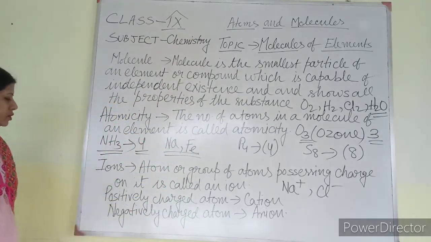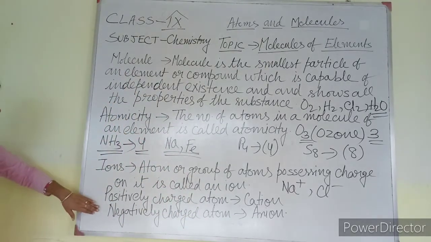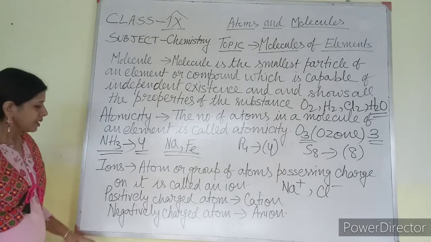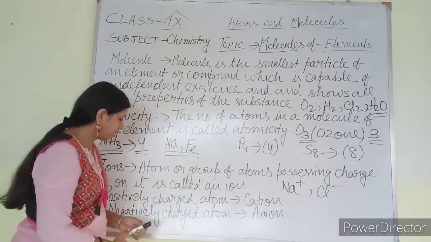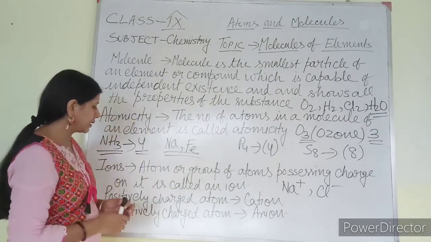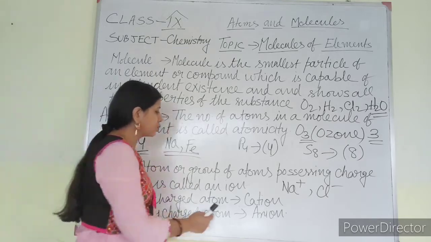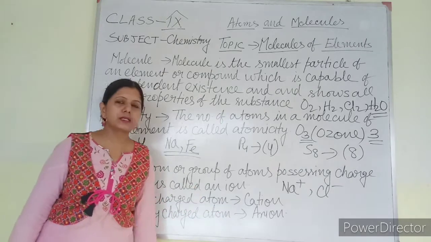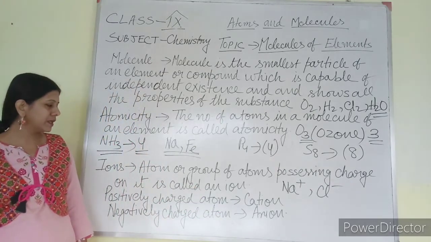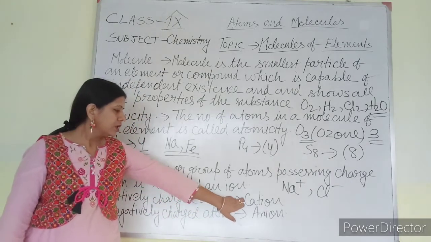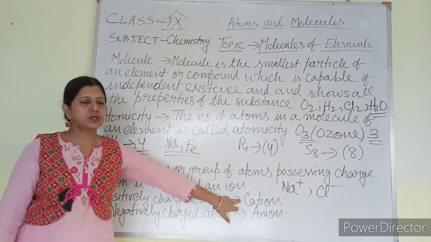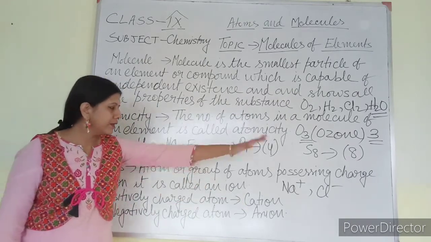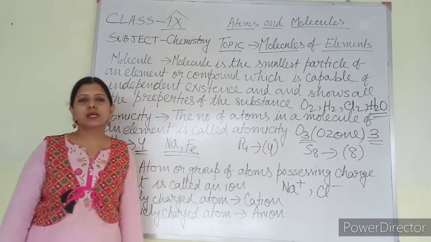There are 2 types of ion: positively charged ion and negatively charged ion. Positively charged atoms or ions are known as cations, and negatively charged atoms are known as anions. A particular name has been given: if the charge possessed by the atom is positive, that is a cation, and if the charge is negative, that is known as an anion.